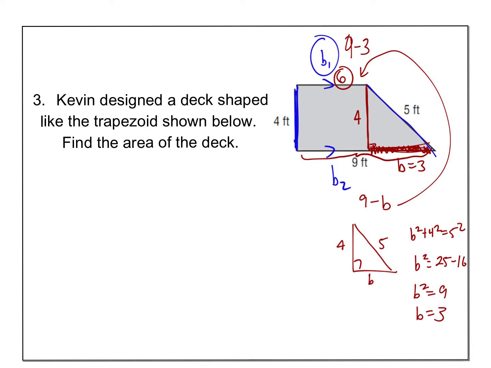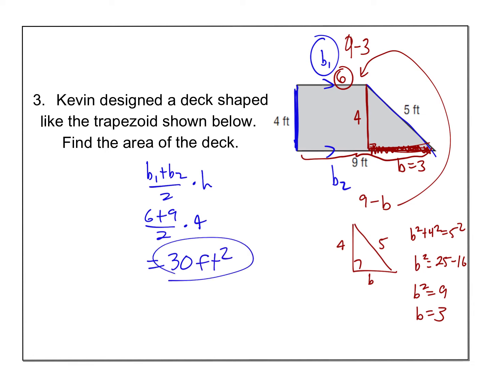So I had to get a little clever about figuring out that side, but I can use the Pythagorean theorem there. So my bases together will be 6 plus 9, divided by 2, times 4. A little bit of calculator mashing later, and I get 30 feet squared. That's my answer.